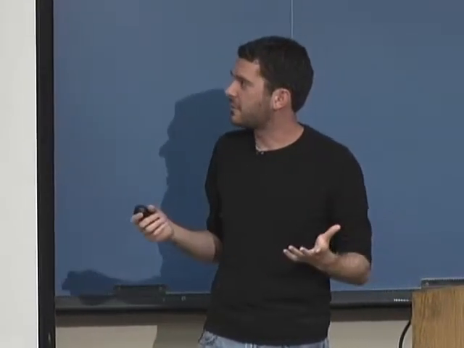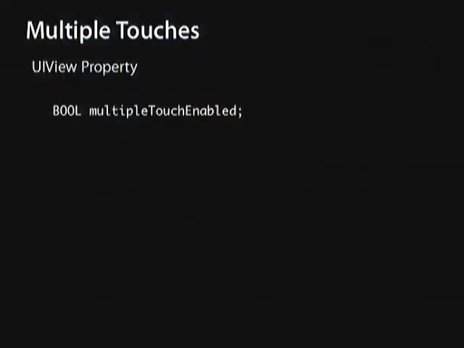So the property that you have to set to enable this is the multiple touch enabled property. And keep in mind, this only applies to a particular view. So you can have one view that has multiple touch enabled and another that doesn't. And you can have as many touches going on screen as you want, just only one within any view that's not multiple touch.